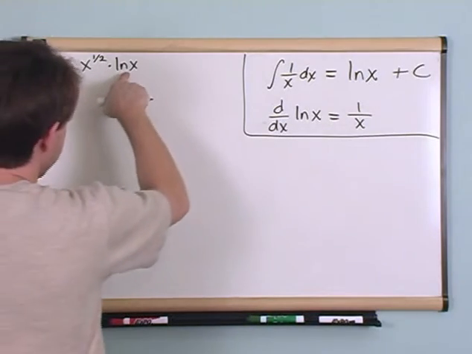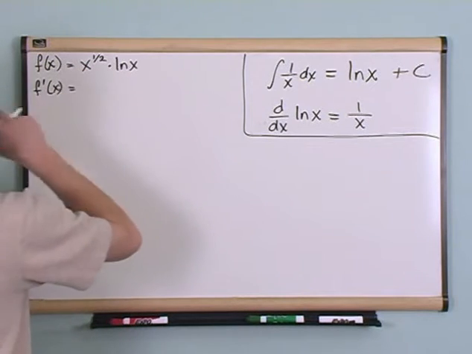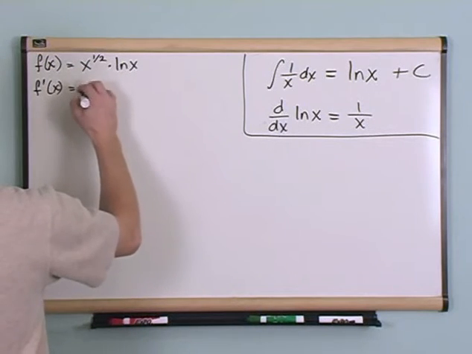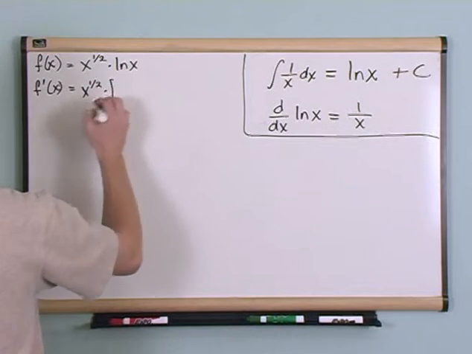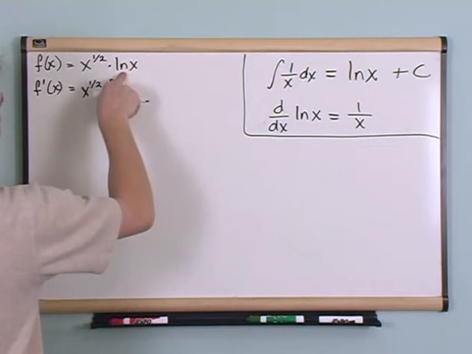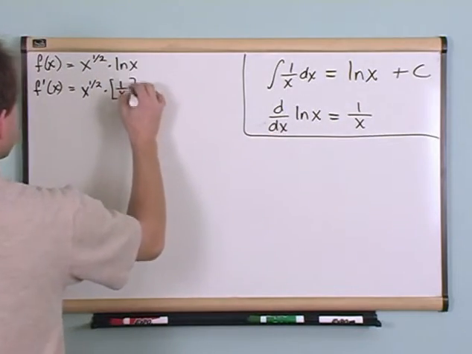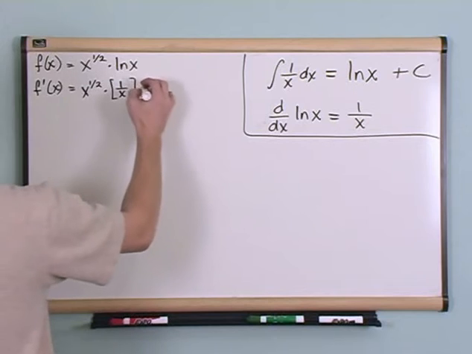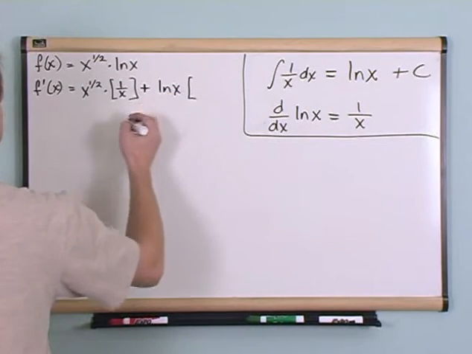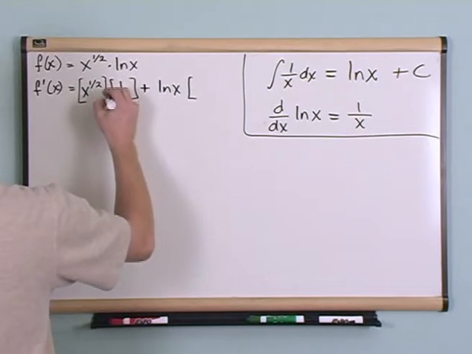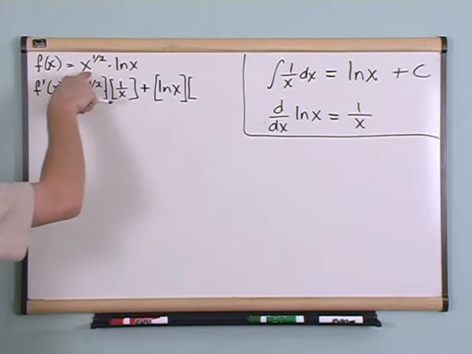First term times the derivative of the second term plus the second term times the derivative of the first term. So let's do that. You have the first term, x to the 1/2, times the derivative of the second term. The derivative of this is just simply 1 over x. Right? First times the derivative of the second plus the second term. I'm going to go ahead and put brackets around everything so that we're very clear.